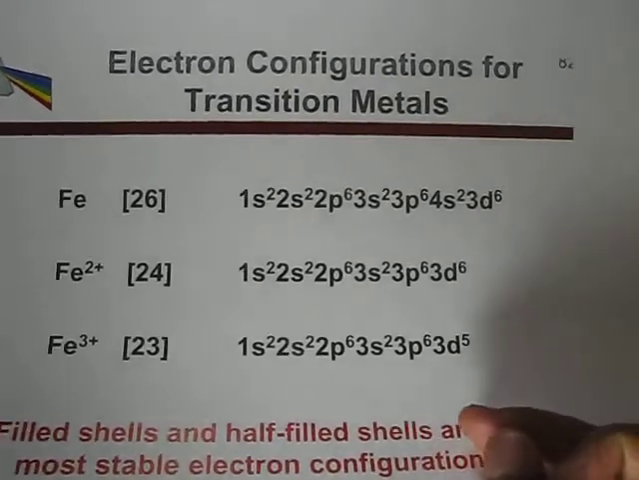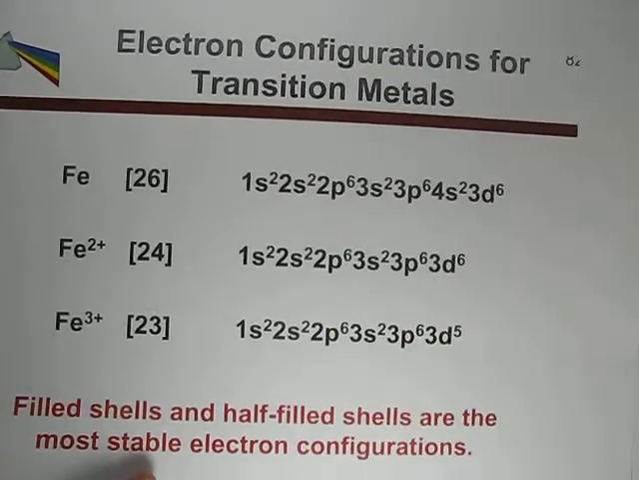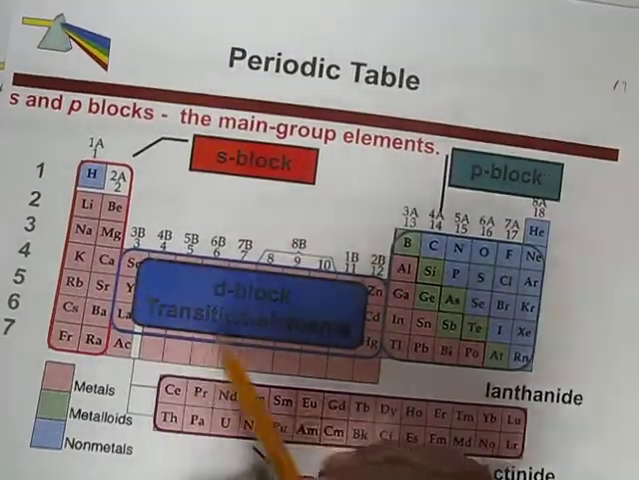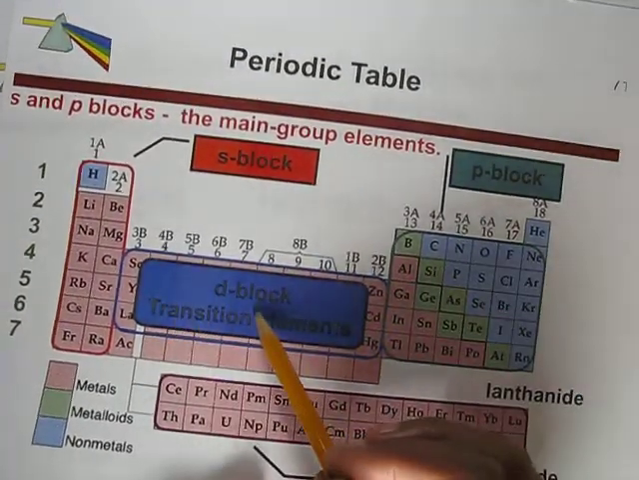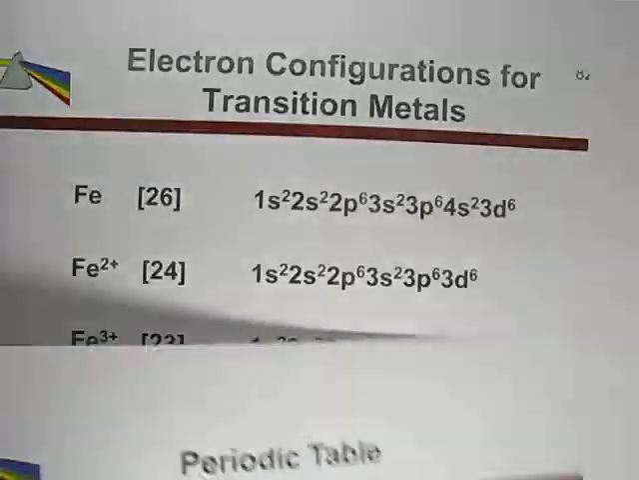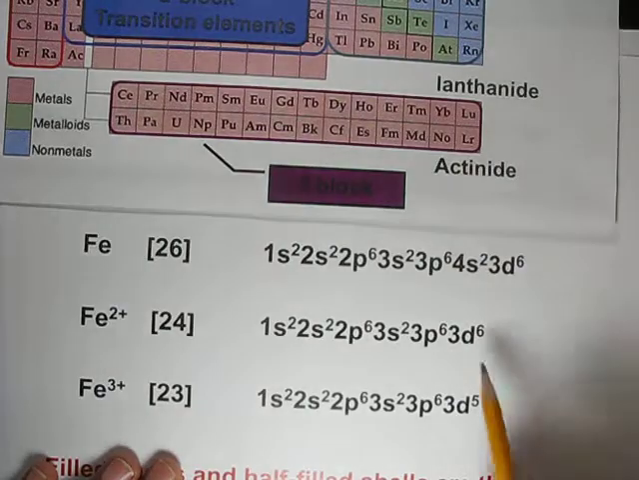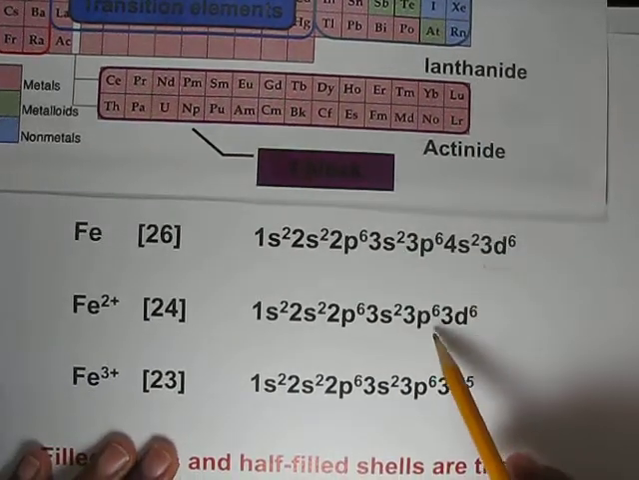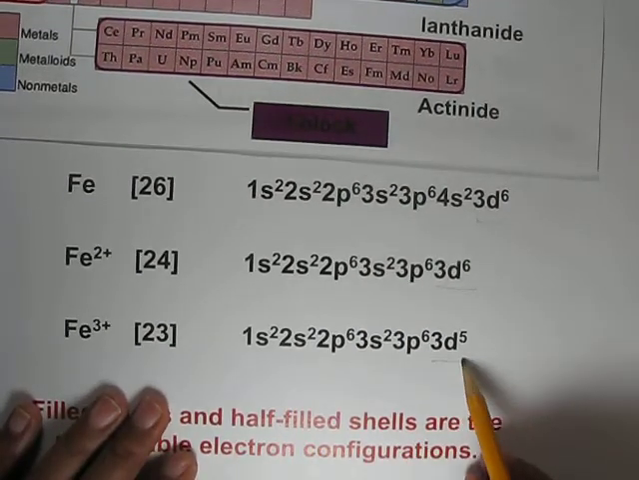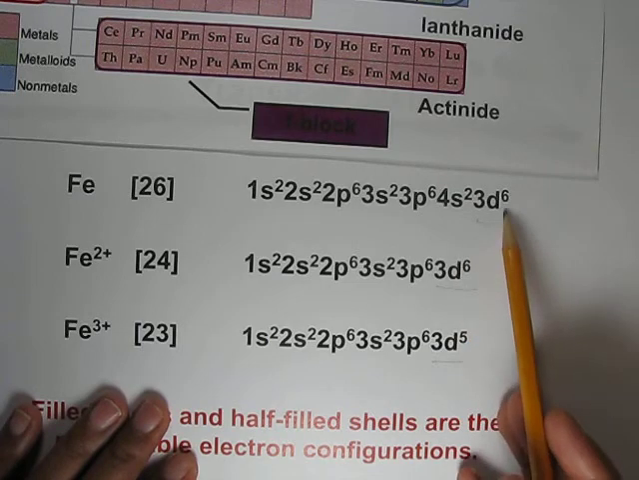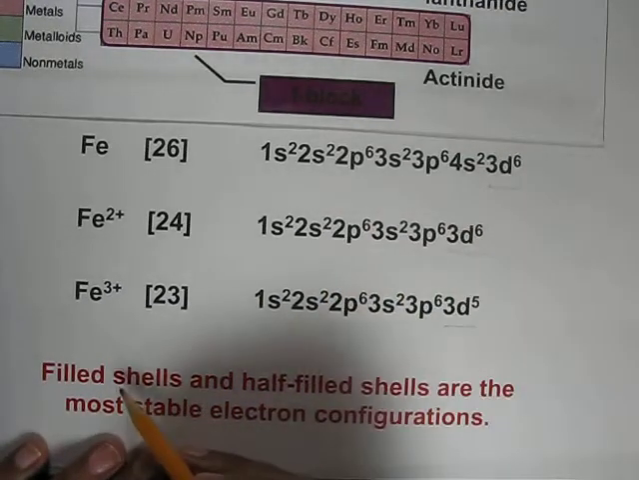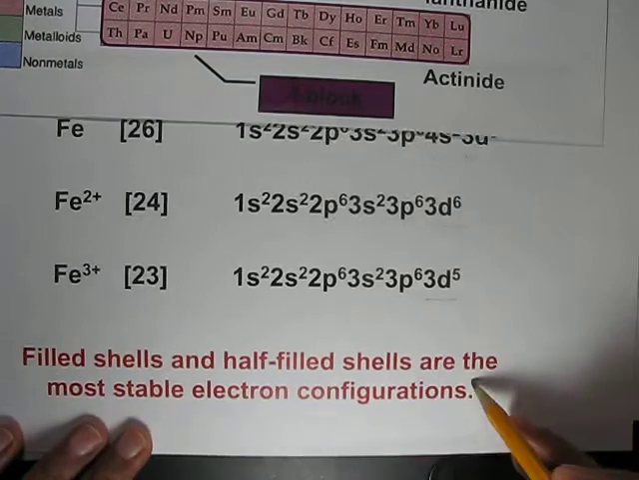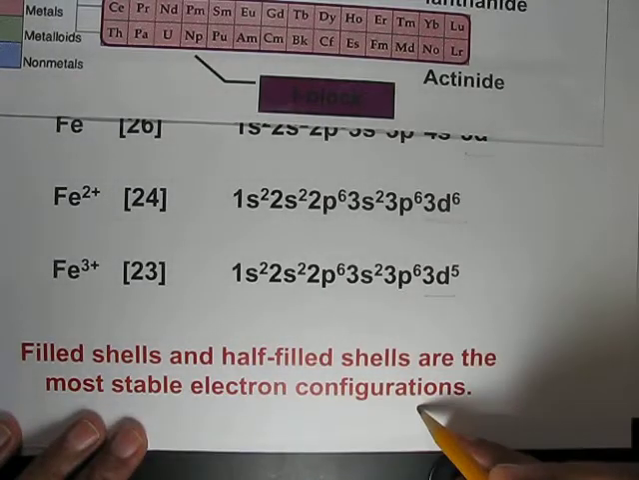Let's see what about the transition metal. If you see that the transition metals are in the center, they are called D block elements. And why are they called D block elements? Because the valence electron or valence shell is in the D. So the last electron or last subshell is always a D. Filled shell and half filled shells are the most stable electronic configuration.